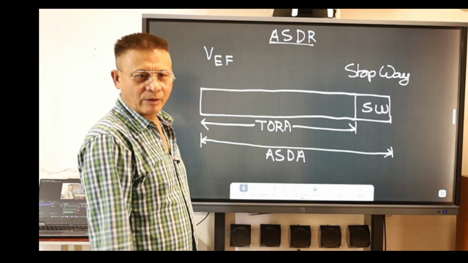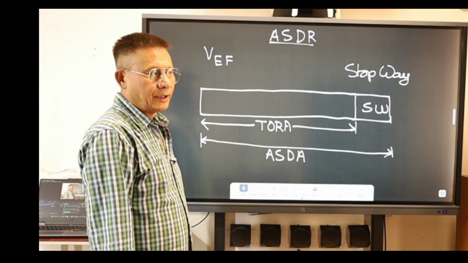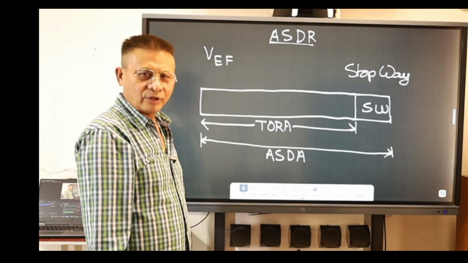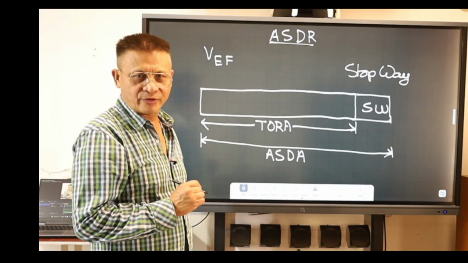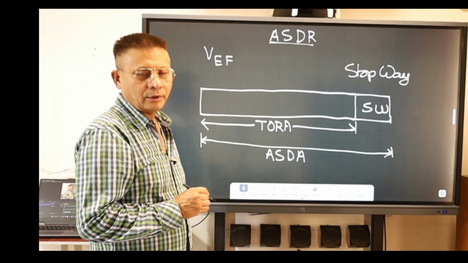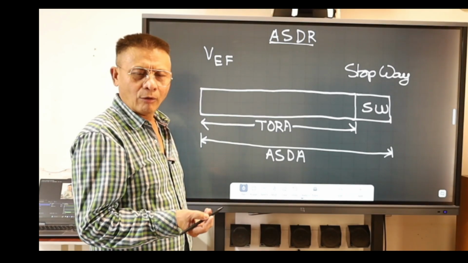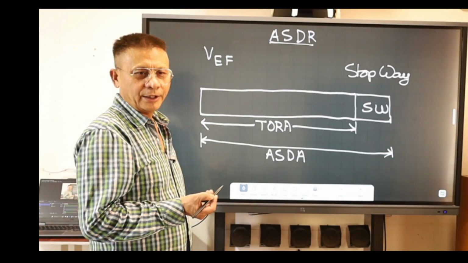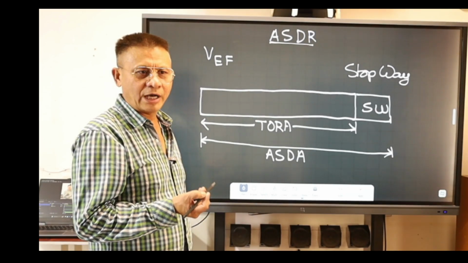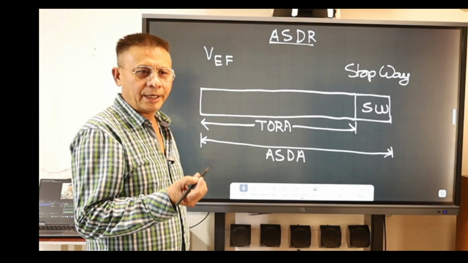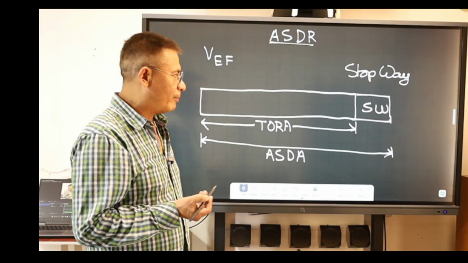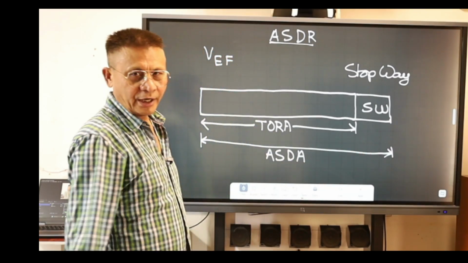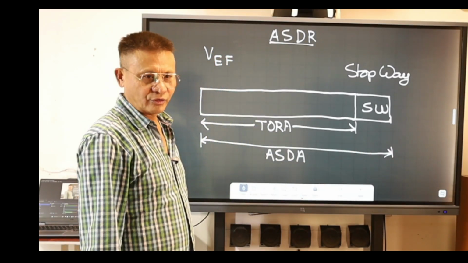For the performance computation of an aircraft, in the event of an engine failure, the captain has two options: either to continue the takeoff or to abandon, or reject, the takeoff. In case the captain decides to reject the takeoff, my aircraft should be able to stop within the ASDA, the acceleration stop distance available.